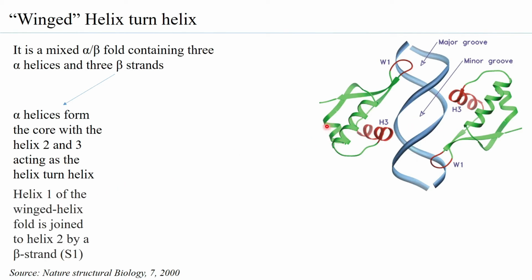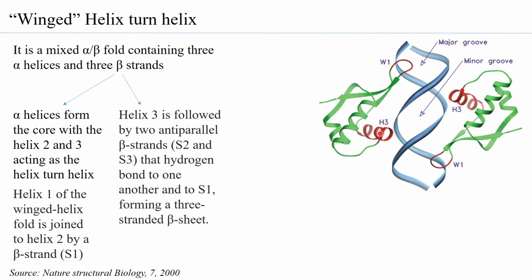Now, of this, helix 1 is joined to helix 2 by a beta strand 1. There is a small beta strand 1 that binds these two. So this is the beta strand 1. This binds this alpha helix to this alpha helix. So you can see how helix 1 interacts with helix 2 through a beta strand, and this is strand 1. Now, helix 3 per se is again interacting with two antiparallel beta strands.